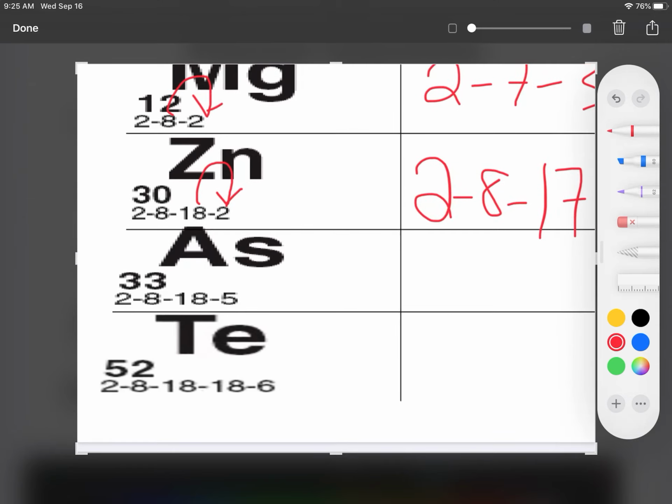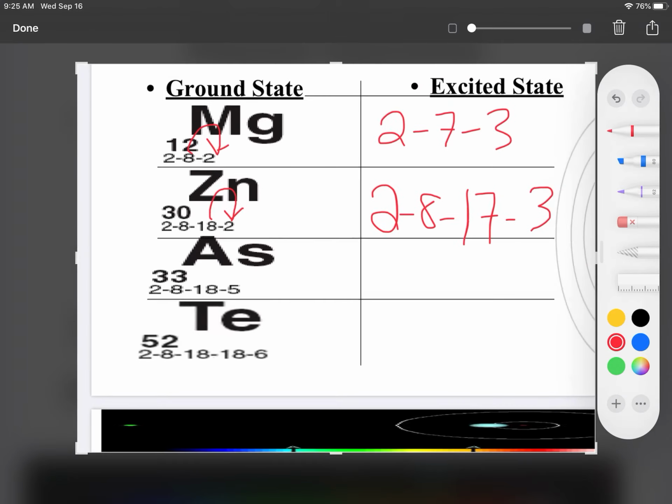Arsenic, which is a poison, usually found in rat poison, stuff like that, okay, has the ground state configuration 2-8-18-5. So please write right now the excited state. Hit pause.